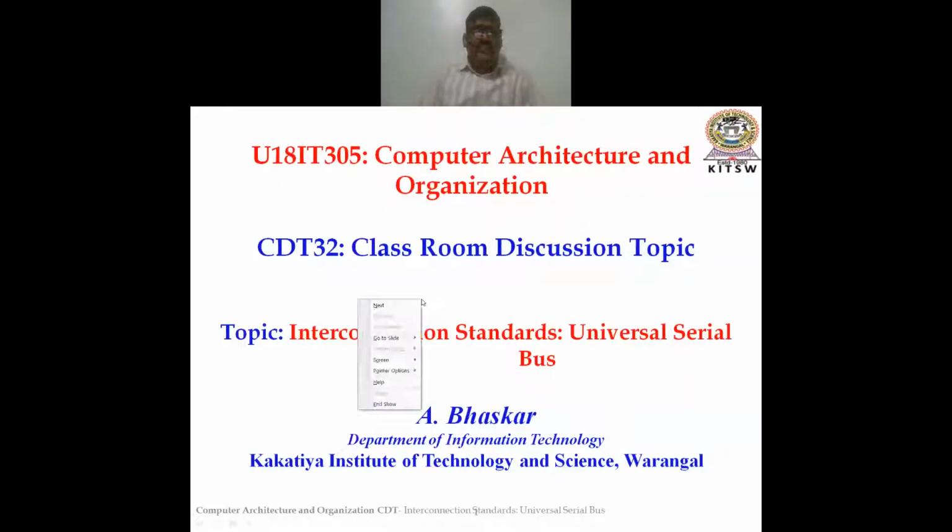Today's topic for discussion is what we call the interconnection standards. That is, IO devices we can connect using different types of ports, as we discussed in the previous class. We are going to discuss the different standards which can be used for connection of these different types of IO devices. One of the important standards we are going to discuss in today's classroom discussion is the Universal Serial Bus, which we call USB in short.